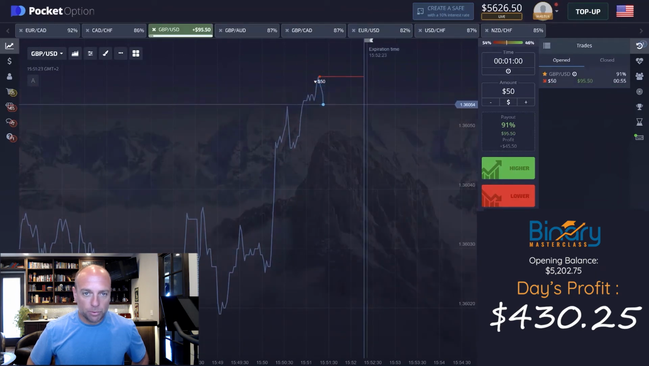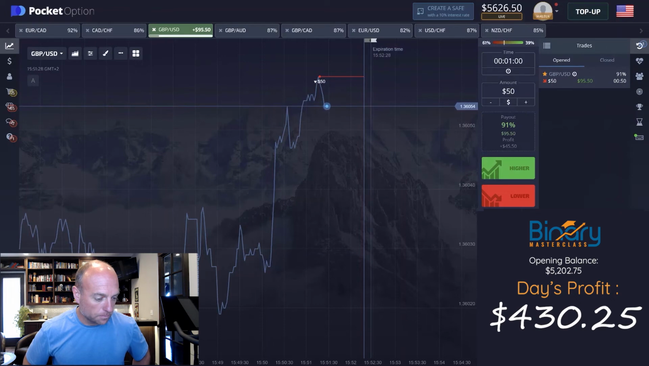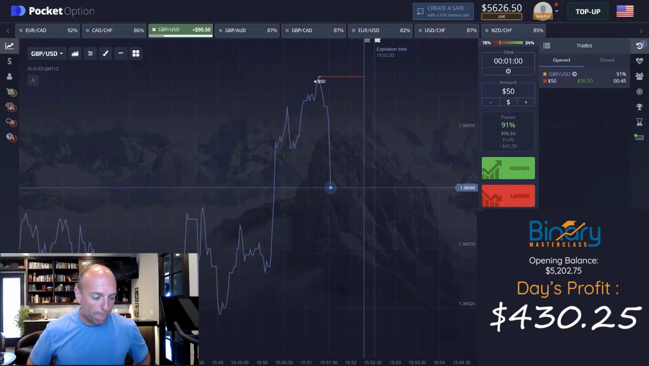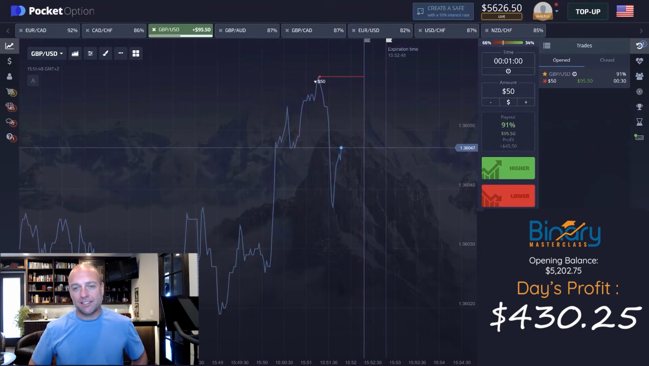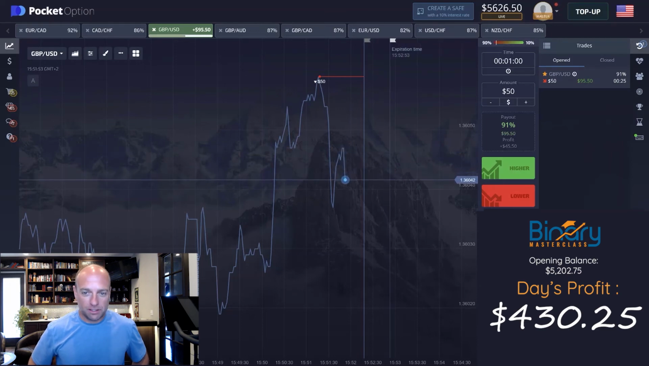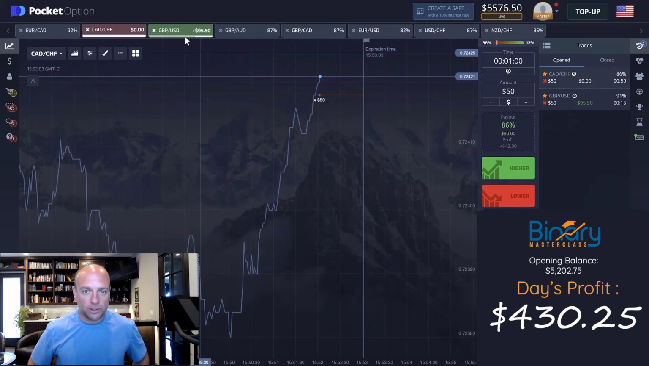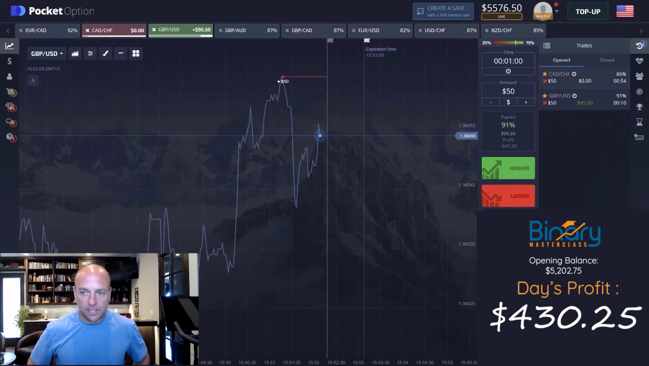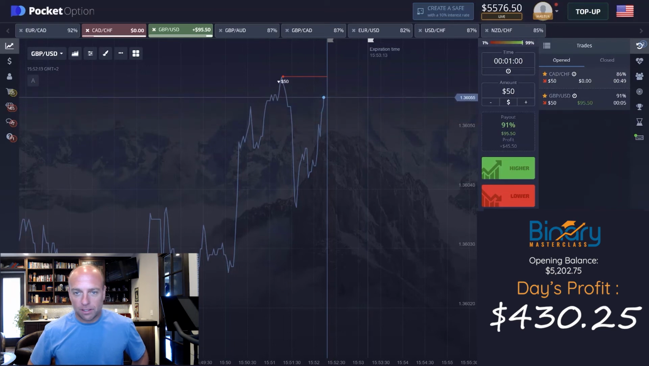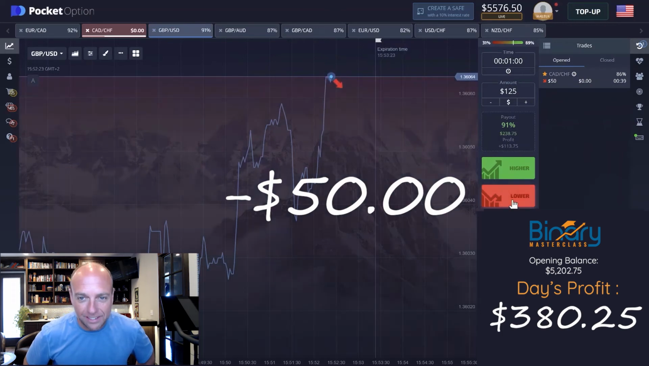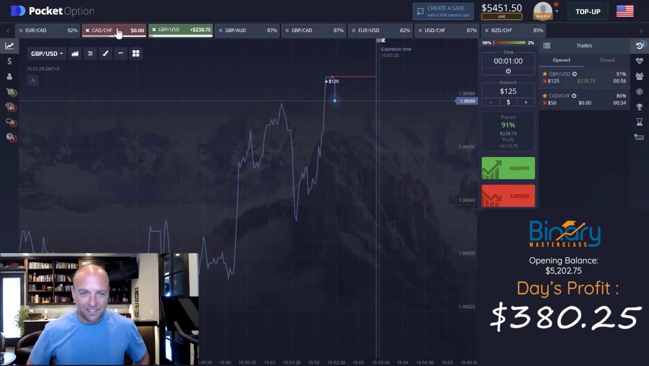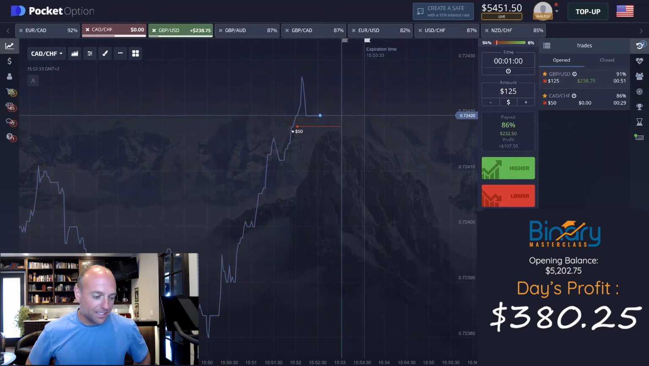Gonna take a first entry put on pound USD. Bounces like magic off of that entry level. Moves down well into the money for us, enough where we can look around and take a first on CAD franc. Although no, pound USD is going to make us work, so we've got to take a second entry on that. Didn't expect that.